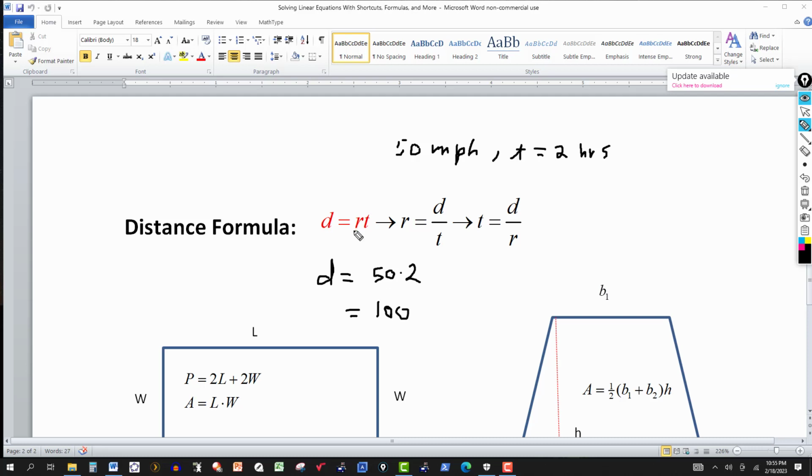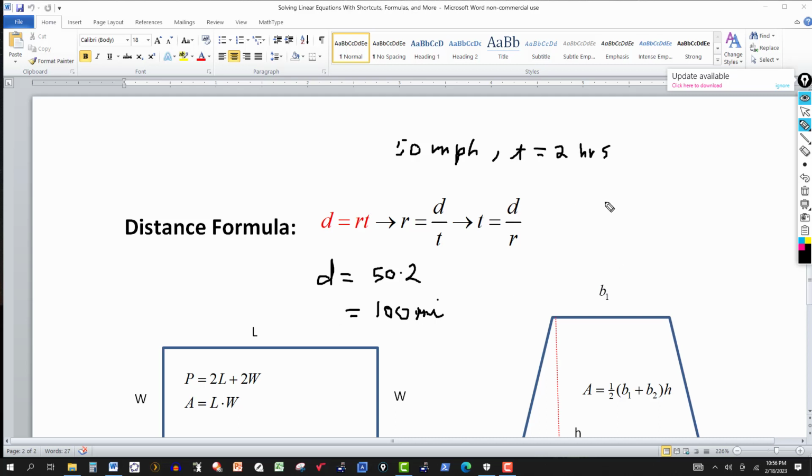And always keep track of the units. What are the units going to be? Distance, well, talking miles, time is going to be in hours. So if I wanted to put units on this one, 100 miles. So given the rate of speed and the time, you can find the distance. So your car is going at 50 miles per hour and you go for 2 hours. Then the distance traveled is 100.